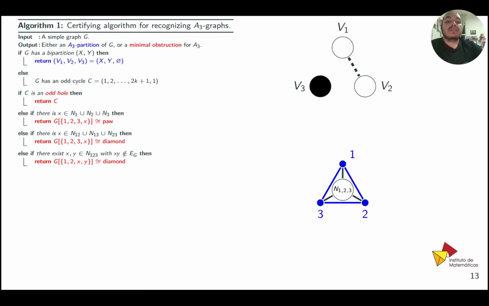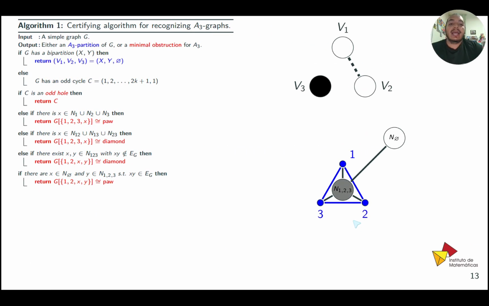Well, now we proceed to check the behavior of the set n123, the exact neighborhood n123. And in this case, if we have 2 vertices in this set which are not adjacent, then by taking these 2 vertices and any 2 vertices of the original triangle, we obtain a graph which is isomorphic to the diamond graph, and we again have a no certificate for the property of having an A3 partition.